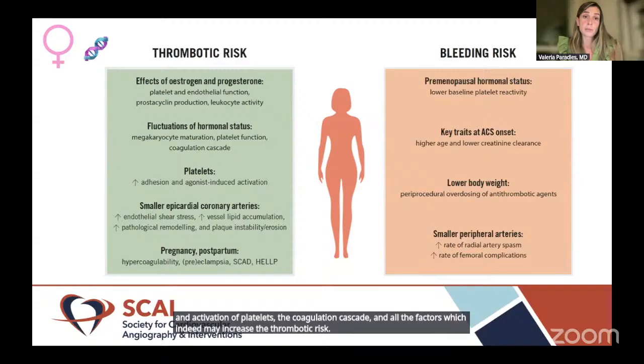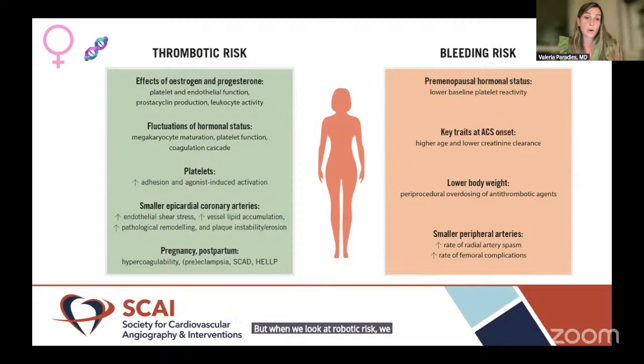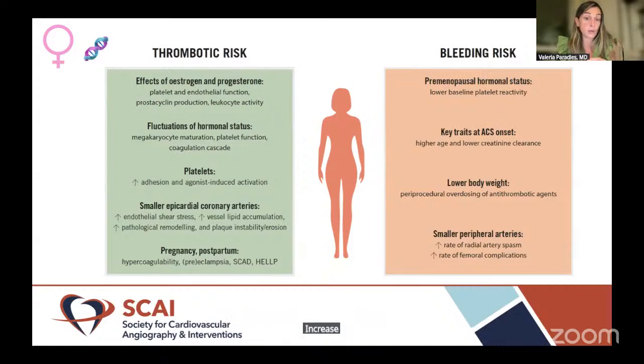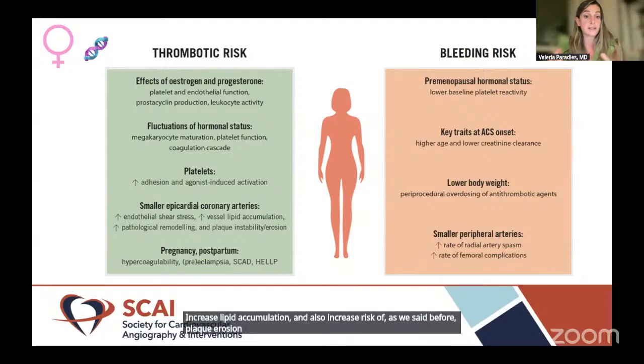But when we look at thrombotic risk, we have to take care also of some specific features which can be found in smaller epicardial coronary arteries with an increase in endothelial shear stress, increased lipid accumulation, and also increased risk of, as we said before, plaque erosion instead of plaque disruption.